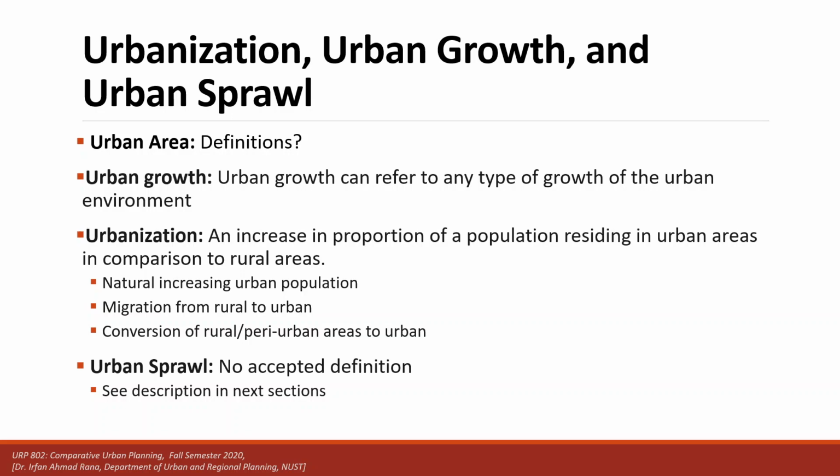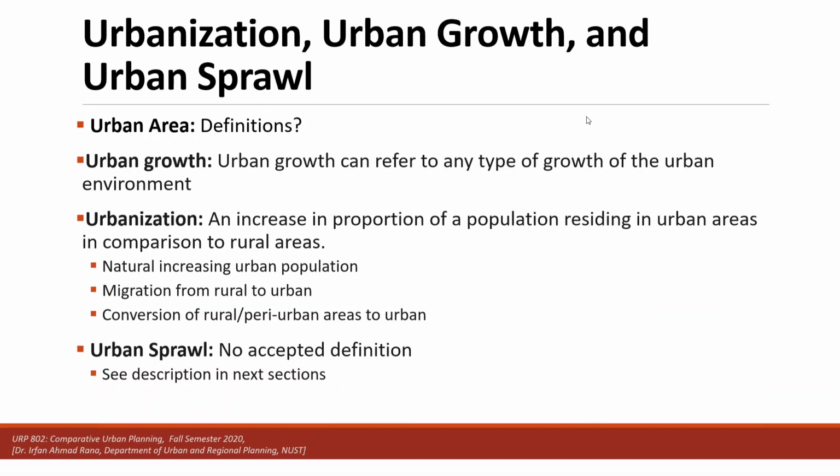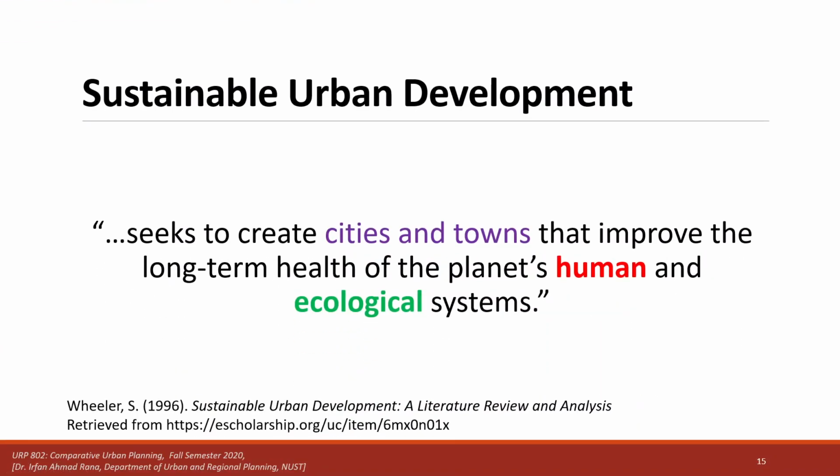So that basically leads us to the definition of sustainable urban growth. What we want is sustainable urban development. So sustainable urban development simply can be defined as: sustainable urban development seeks to create cities and towns that improve the long-term health of the planet, human and ecological systems. So urbanization employs the philosophies of sustainability in the context of human life, like quality of life, standard of living, as well as safety of ecological systems like the environment.